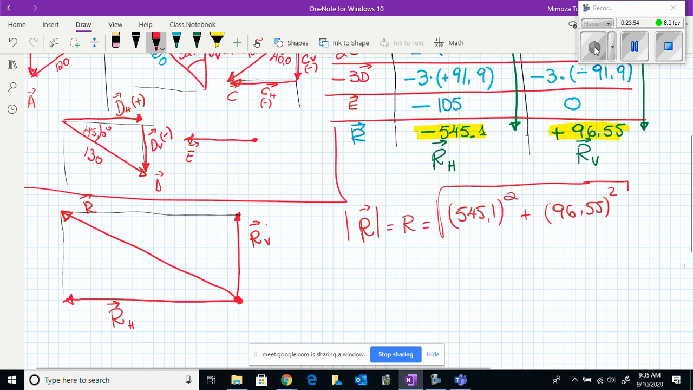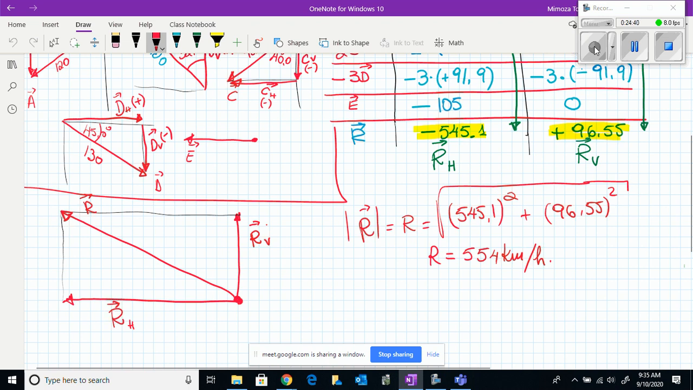Now in your calculator, you enter 545.1 squared plus 96.55 squared, and then you square root the whole thing. Then you should have something like 553.58. So it's safe to say 554 kilometers per hour. But our job is not done here because we have to find the direction.